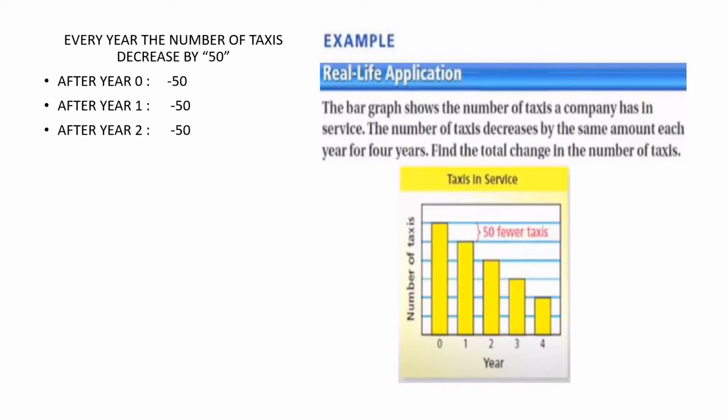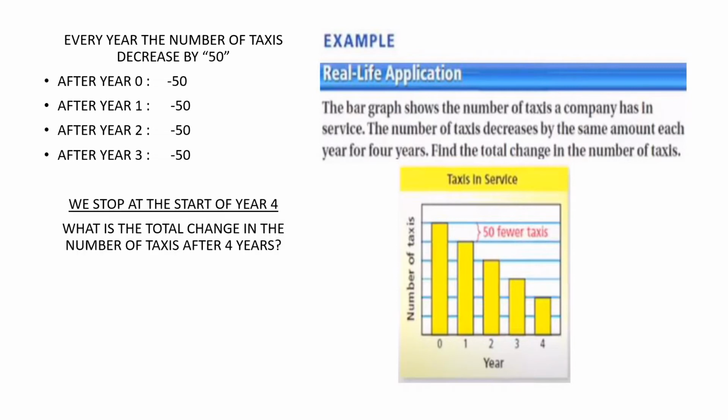After year 2 you take away another 50. After year 3 another negative 50. Well, after year 3 we reach year 4, and that's the end, right? So we stop at the start of year 4. What is the total change in the number of taxis after 4 years? So that's basically what they're asking me here. They said find the total change in number of taxis. We need to understand that it's for 4 years. So what is the total change in number of taxis after 4 years?